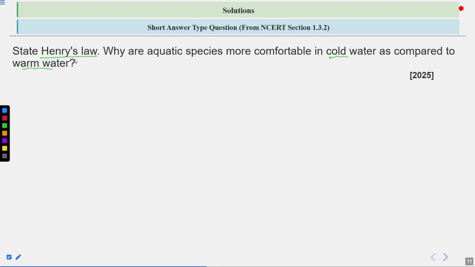You can see that this question has two parts. The first one is state Henry's law, and the second part is why are aquatic species more comfortable in cold water as compared to warm water. This question was in the 2025 12th examination. You have some time just to go through it, think about it, what can be the correct answer for this, how can you explain this, and then we will continue to the correct answer.